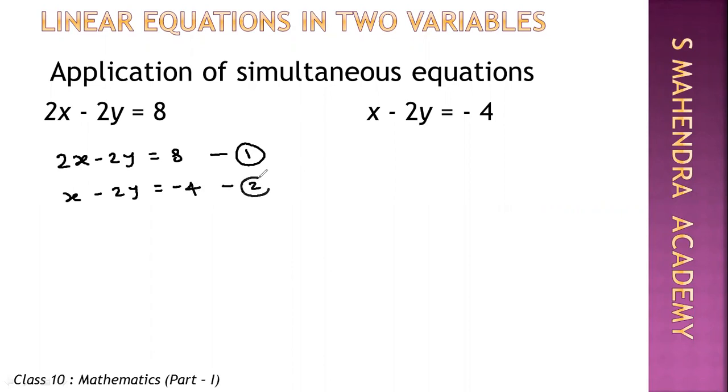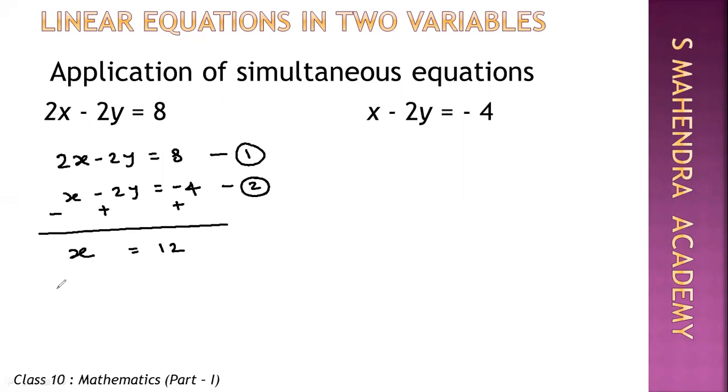For eliminating the variable having the same coefficient, in this case we will subtract equation number 2 from equation number 1. So the result will be 2x minus x, minus 2y plus 2y will be 0, and 8 plus 4 will be 12. So x is 12, this is the value of variable x.